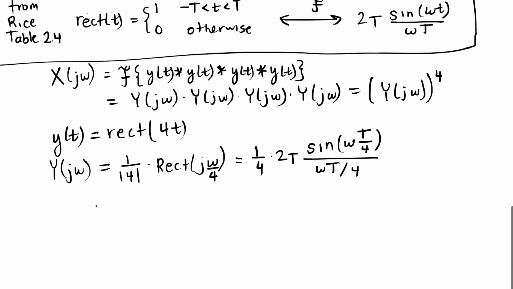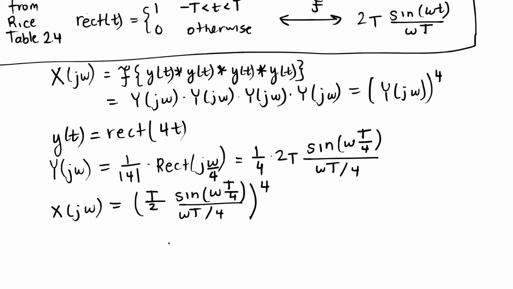Plugging this back into the X of j omega expression, I'm going to get this. This is our solution, and we've applied 2 of the properties of the Fourier transform, and that's how we get our answer.